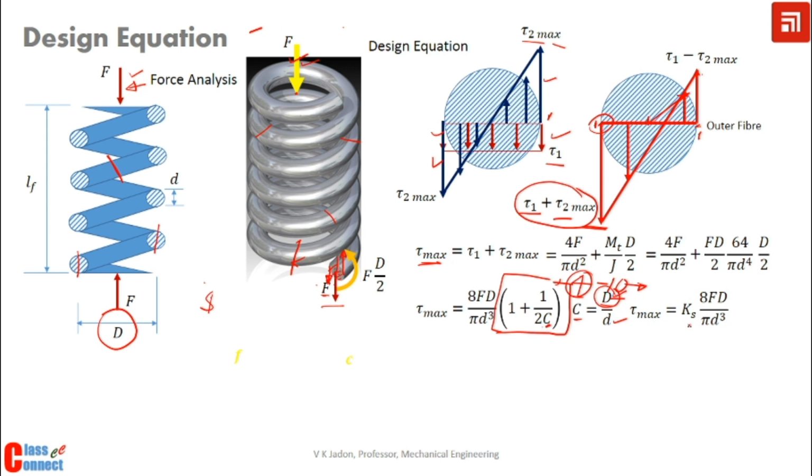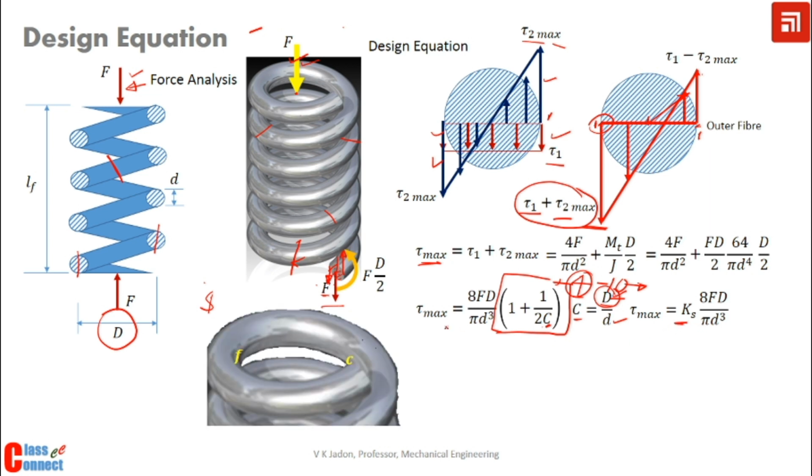And Ks, as usual, we have just discussed this. Ks is the shear stress multiplication factor for spring. And then this particular expression that we have used, we have derived this torsion equation for shafts which are of uniform length. Both the fibers, inner fiber and outer fiber, are of uniform length.